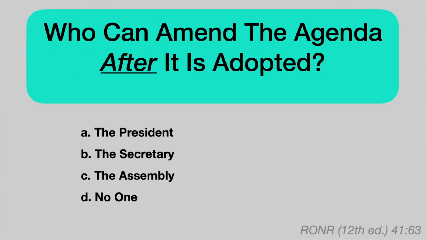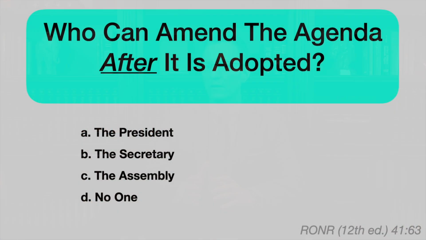Now let's look at another important question that is a bit trickier than the last two. Who can amend the agenda after it is adopted? This means the Assembly has already adopted the agenda just the way it wants it to be. And maybe they're already 30 minutes into the meeting and halfway through the agenda.